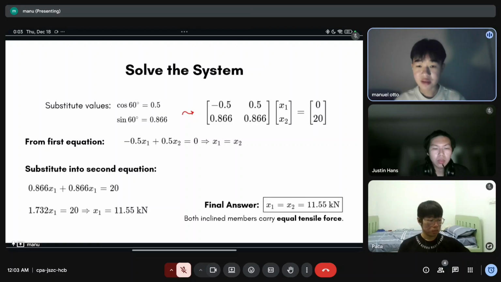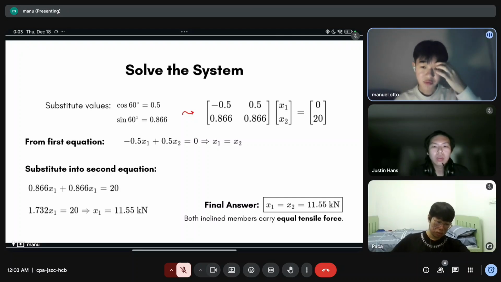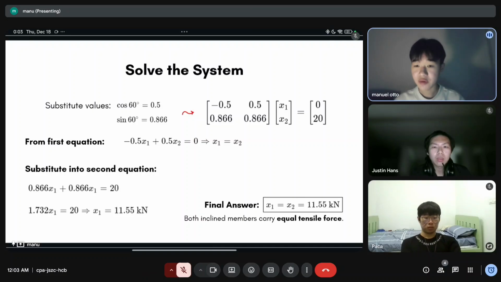After writing the equations, we substitute the known values like sine 60 and cosine 60. From the first equation, we express one variable in terms of the other. Then we substitute it into the second equation. By solving the system, we obtain the values of x1 and x2.